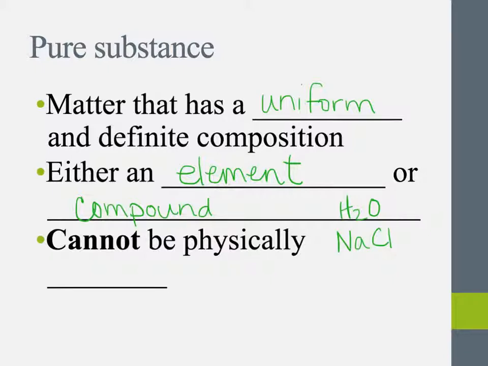The other important thing about pure substances is they cannot be physically separated. So that means that the only way to change them or to separate them is to actually have some kind of a chemical reaction. So they cannot be physically separated. If I have water, I can't physically separate the hydrogen and the oxygen atoms.